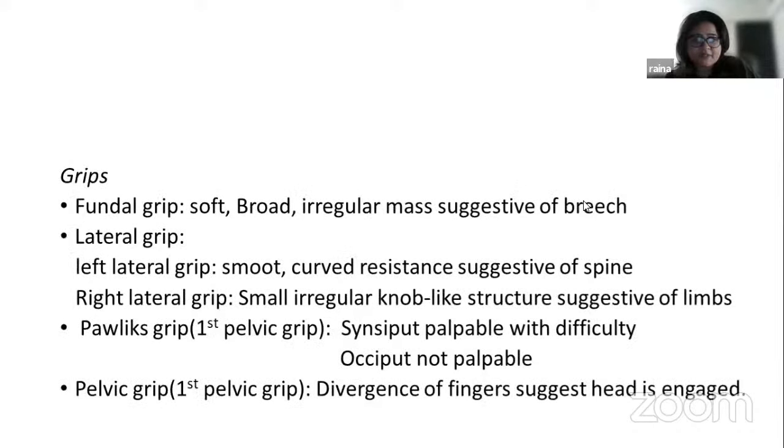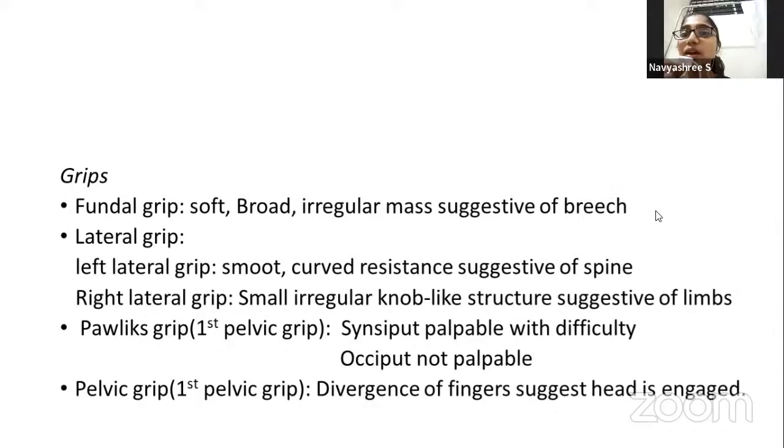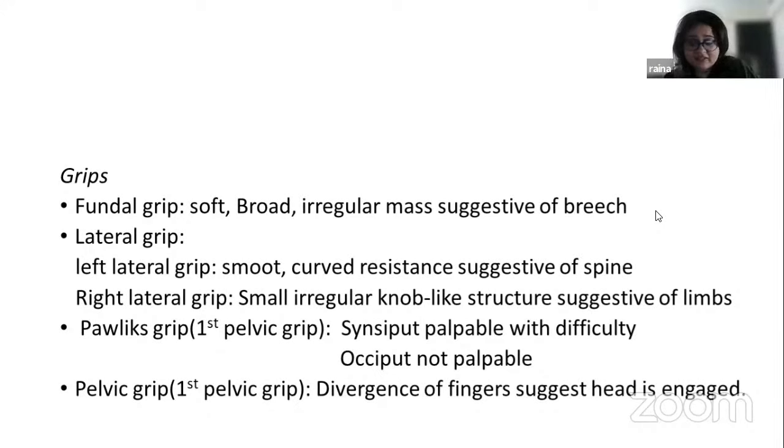Grips, sorry, left. Fundal grip: soft, broad, irregular mass, suggestive of breech. Left lateral grip: soft, curved, resistance, suggestive of spine. Right lateral grip: small, irregular, knob-like structures, suggestive of limbs. First pelvic grip: sinciput was palpable with difficulty, occiput was not palpable. Second pelvic grip: divergence of fingers suggested the head is engaged.